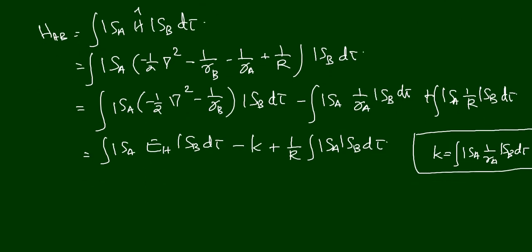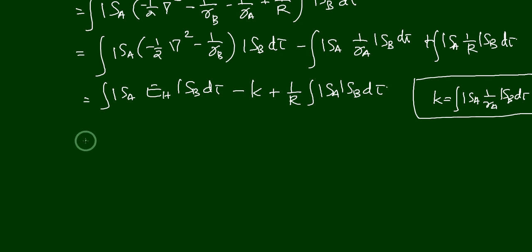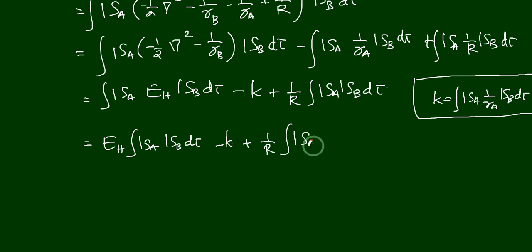So that is equal to EH into ∫1sA 1sB dτ minus K plus 1/R into ∫1sA 1sB dτ. That is equal to EH into, what is the integral 1sA 1sB dτ? You may be remembering how we termed this integral 1sA 1sB dτ. That is equal to S, right?